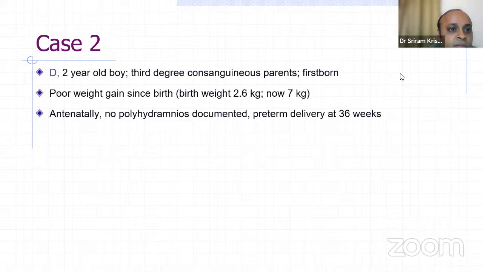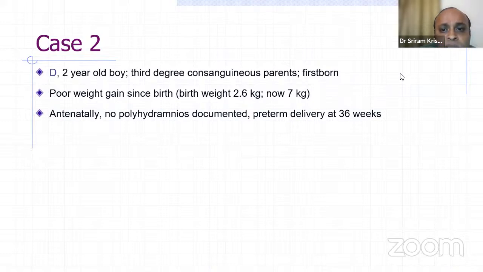So this case is an example of a classical Bartter syndrome who presented at 8 months of age with failure to thrive and was found to be Bartter syndrome type 3. But every case is not as simple. So you have a case 2. This is a 2-year-old boy who presented with poor weight gain since birth.